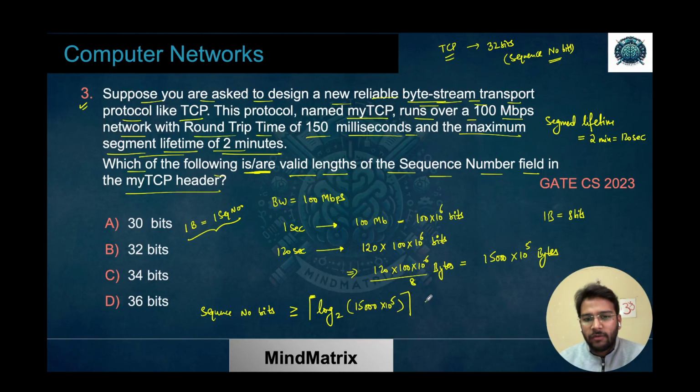So if you solve this, what do you get? You will get 31 bits. If you perform the calculation, you will get 31 bits. That means you need at least 31 bits.